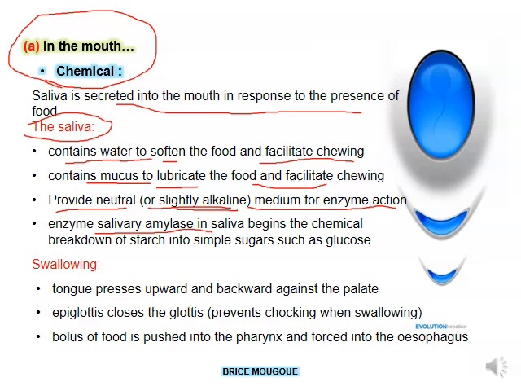Otherwise, if the environment is acidic, then salivary amylase cannot work. Then the chemical breakdown of starch into glucose will not occur. So this enzyme salivary amylase would only work best at an alkaline environment to break down starch to form glucose, which is small enough to pass through the cell membrane already, because that's the simplest unit of sugar.